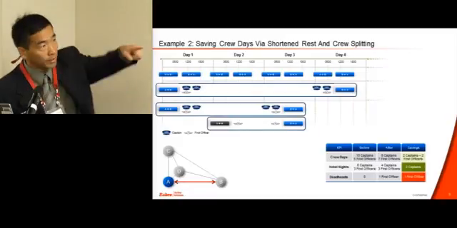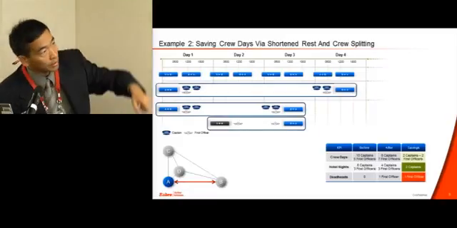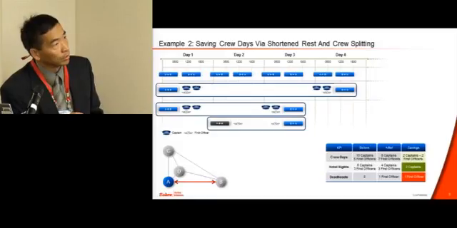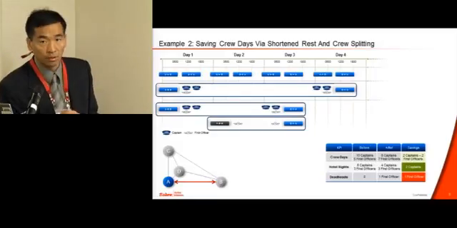Notice at the second duty, in the second solution, we have a set of crew which come from 2 different pairings. That's where crew splitting also plays a role.